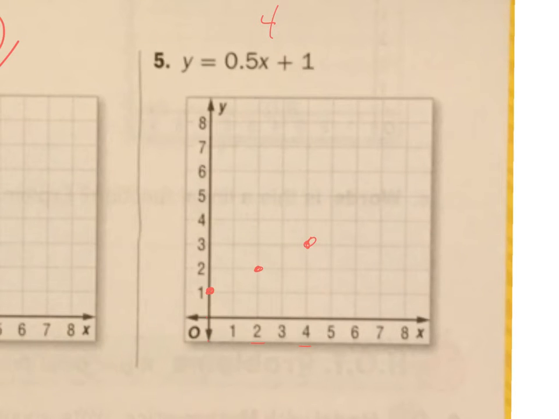And we'll do one more. We'll do 6. 0.5 times 6 is 3 plus 1 is 4. So we start at 6 and go all the way up to 4. And you can see we have our line like that. Okay? Let's see. I think we have one more here.